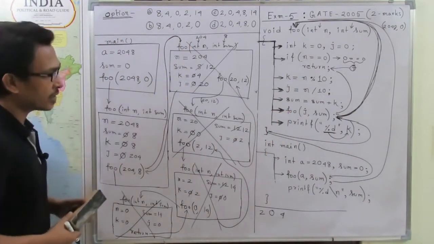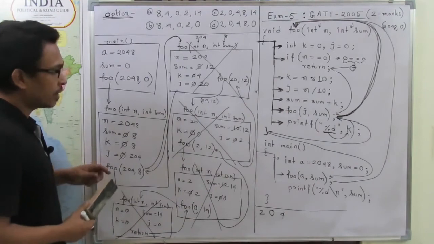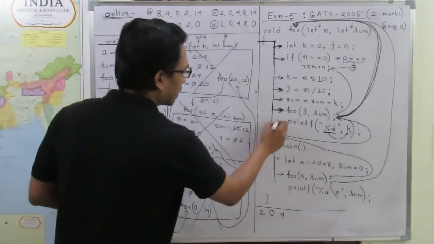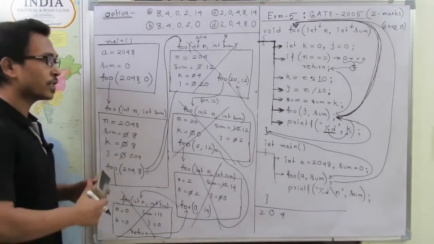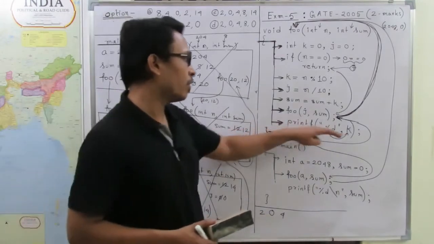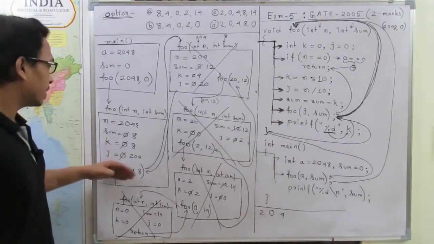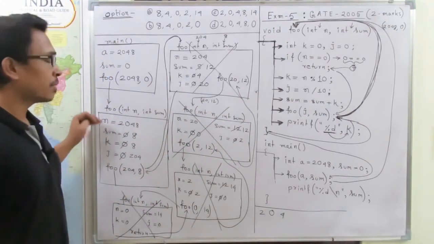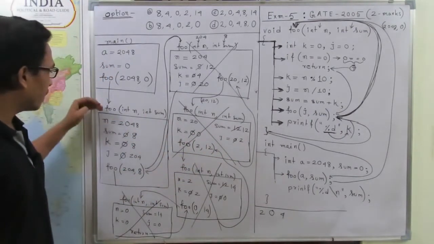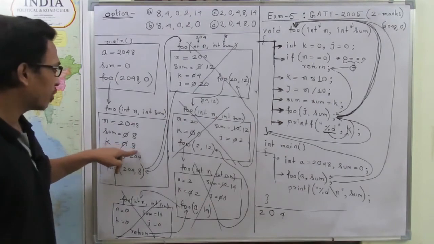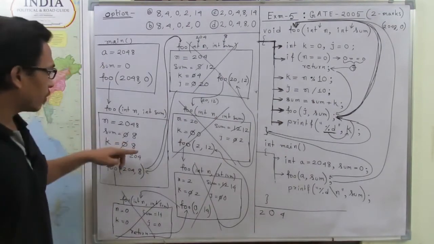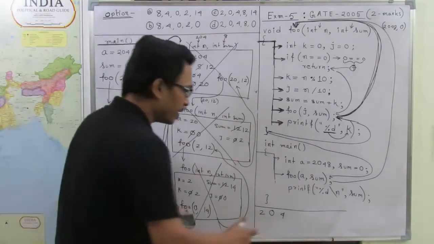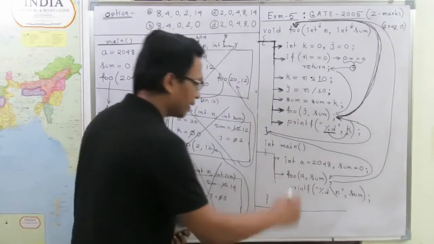Now what is the next instruction in this particular instance? The next instruction is the printf instruction. So what will the system do? The system will print the value of k, whatever value k has in this particular instance. So what is the value in this instance? The value is k equal to 8, that means it will print 8 next.